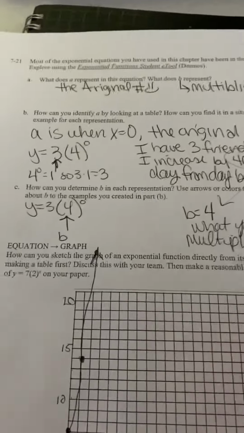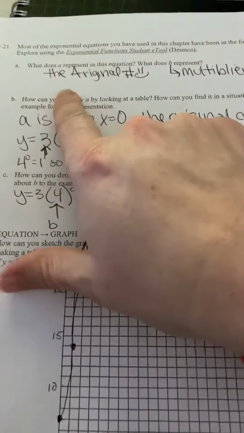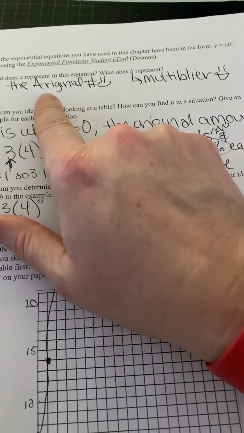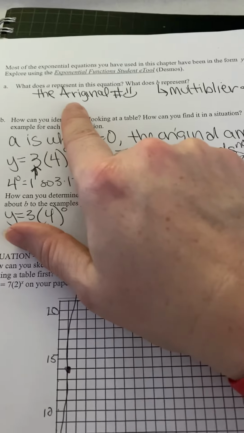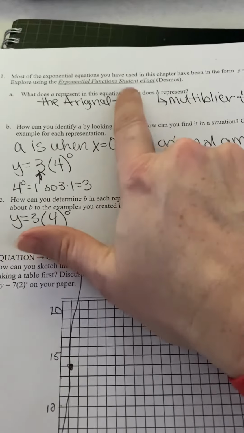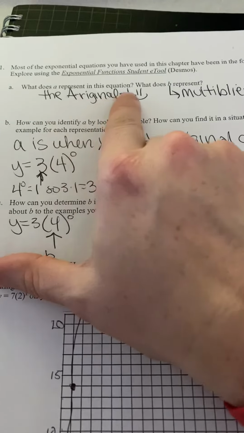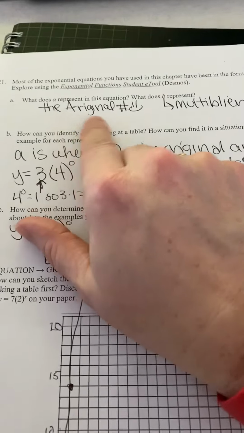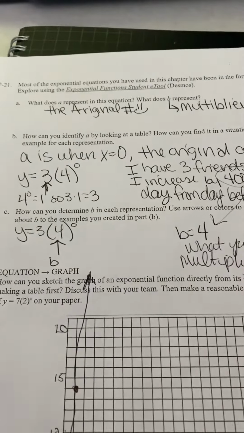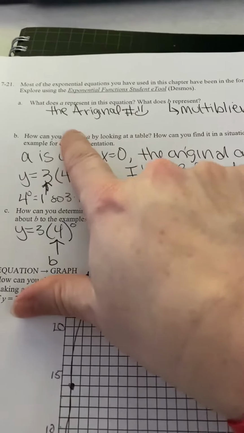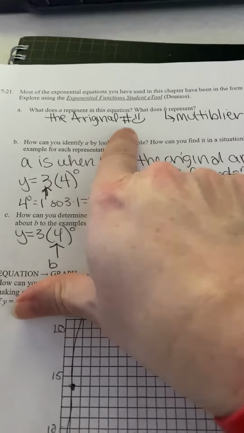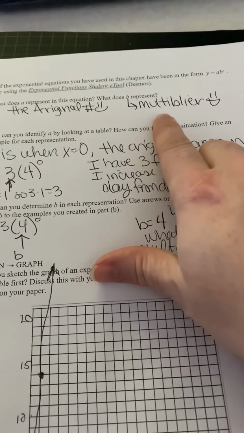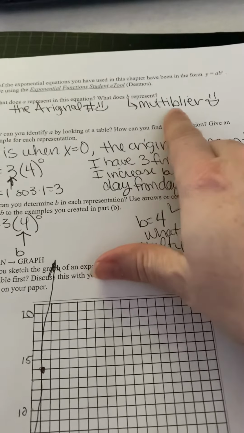Flipping it over to the next page, on number 21, here's my little original thing. So it says most of the exponential functions that you've used in this chapter have been in the form y equals a b to the x. And so you could use Desmos to explore that. What does the a represent in the equation, and what about the b? So I say that the a is the original number because we can't use the beginning point like we do with linear because b is something different. So just to be a smart aleck, I use original. And then B is going to be your multiplier, but it's really fun if you say multiplier, and so that way you remember that B is the multiplier.